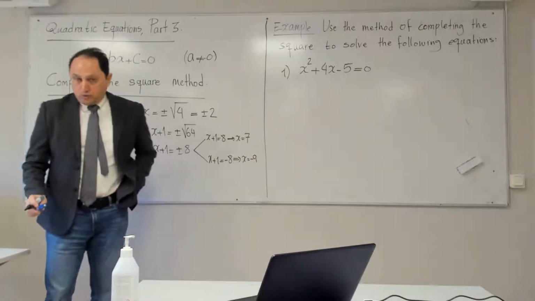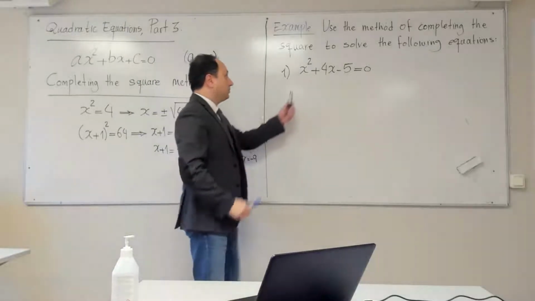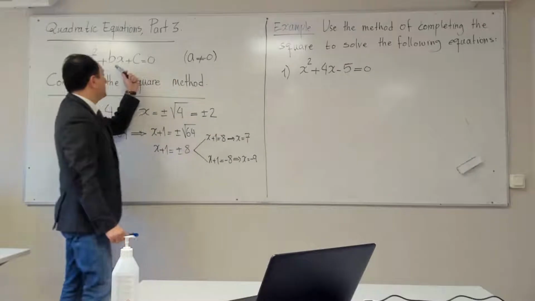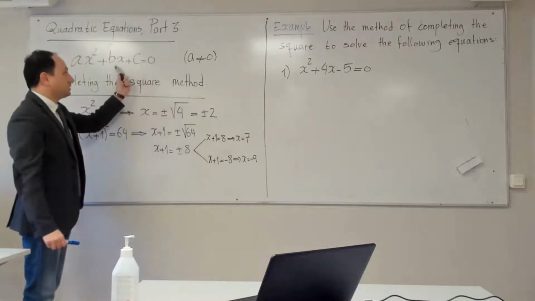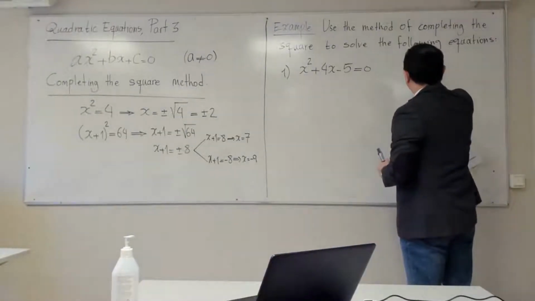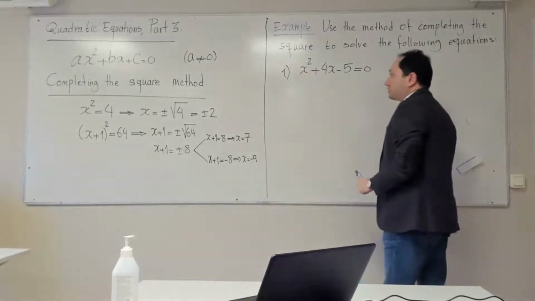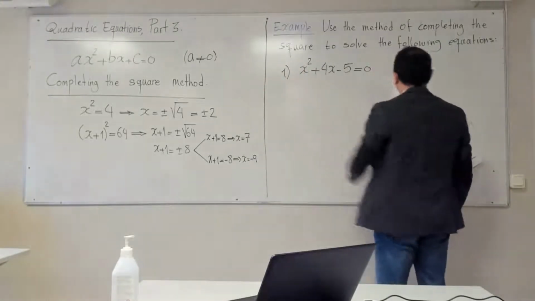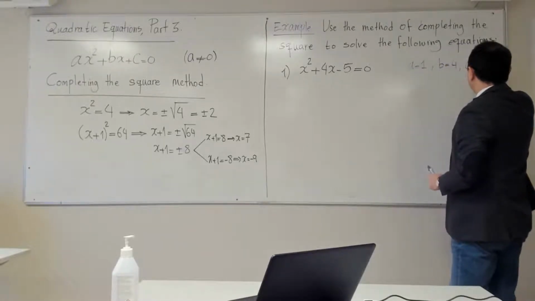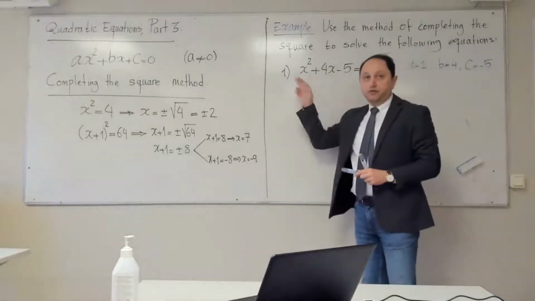Okay, so my goal is to solve this equation, and you see that this is a complete generic equation. If I compare this equation with that equation, you immediately realize that your a is equal to 1, because the coefficient of x squared is a, and here I have 1, and b is 4, and c is negative 5. Later we will learn a formula.